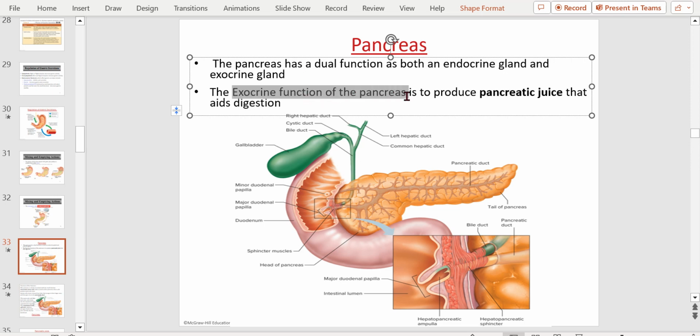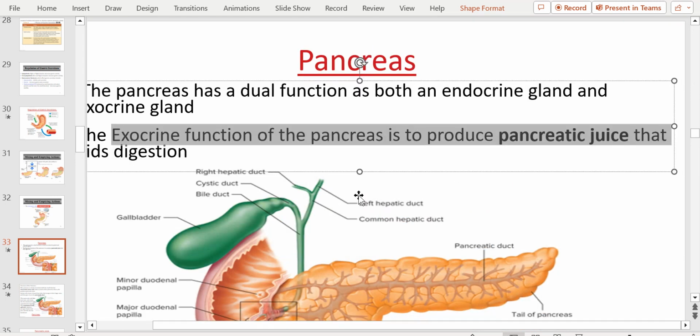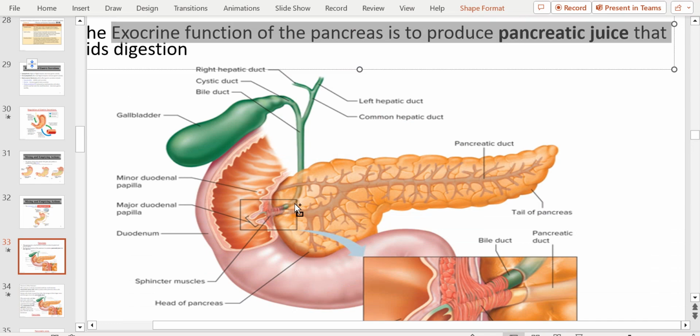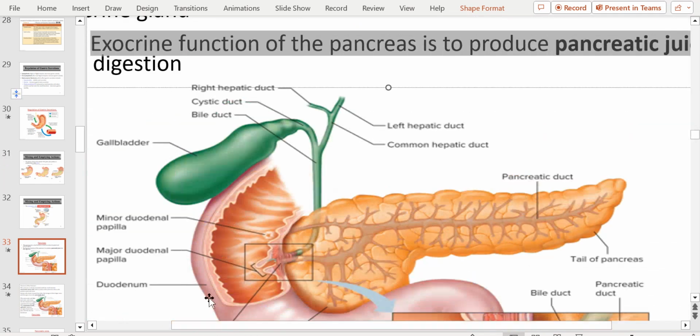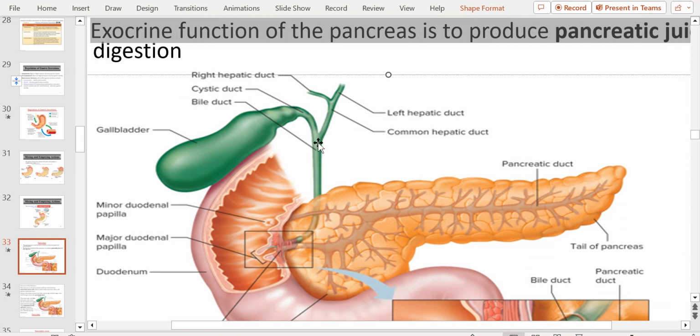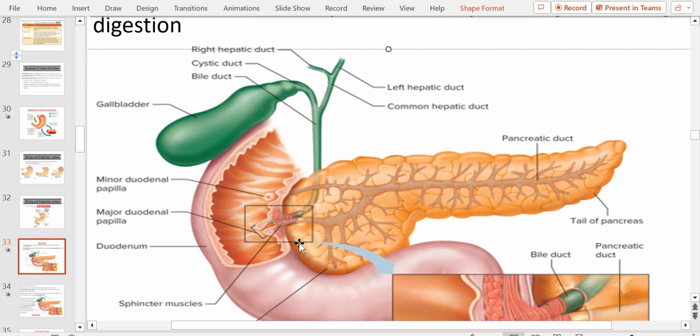The exocrine function of the pancreas is to produce pancreatic juice that aids in digestion. Okay, and that's where we're going right here. You can see we have a shot of the gallbladder as well in this particular slide. And you can see here the bile duct comes in, and it actually meets up with the pancreatic duct right in here.